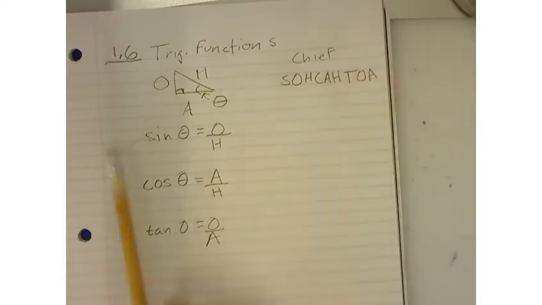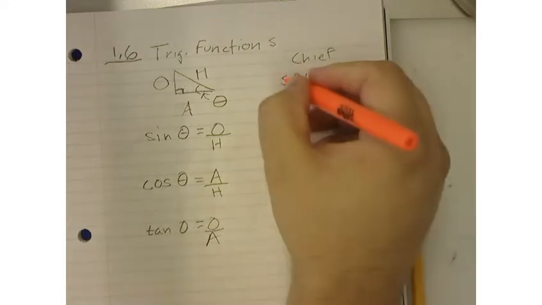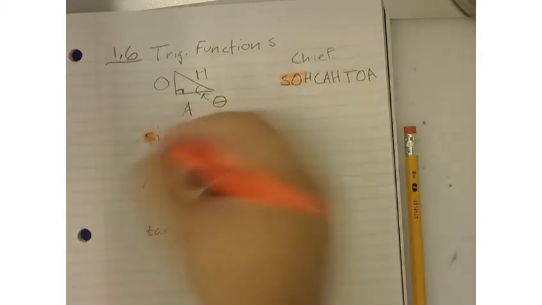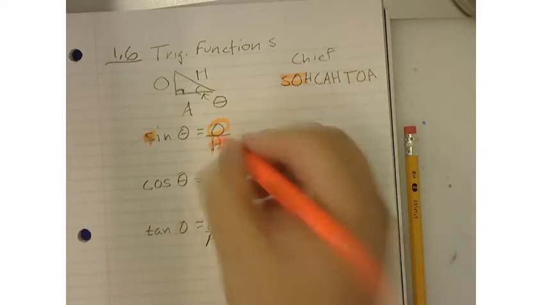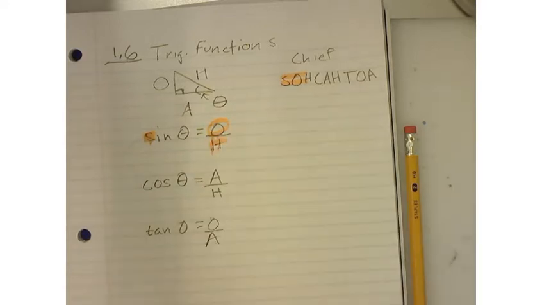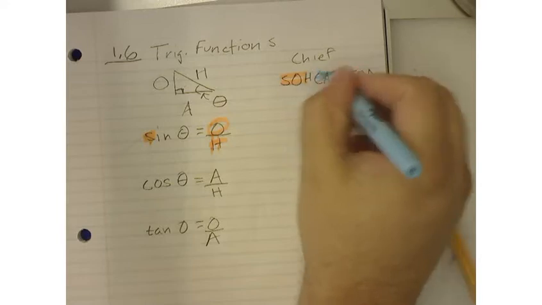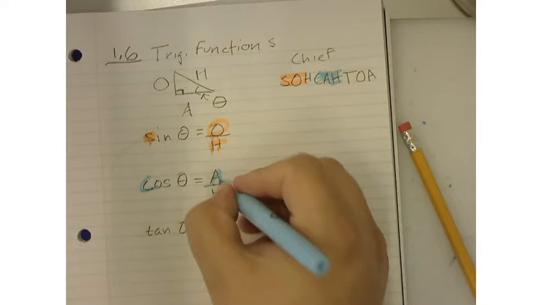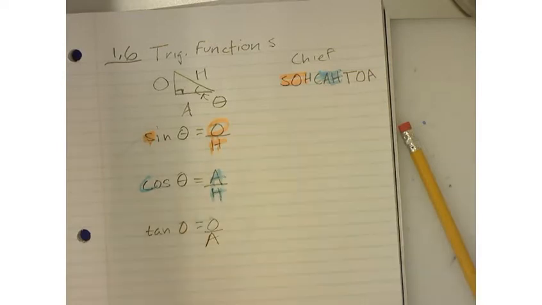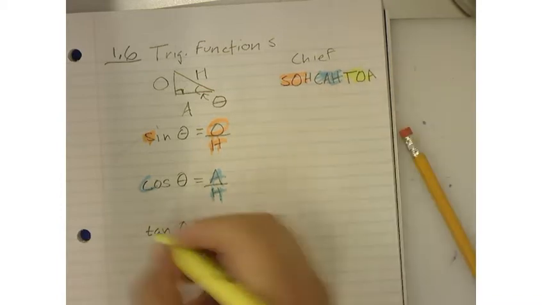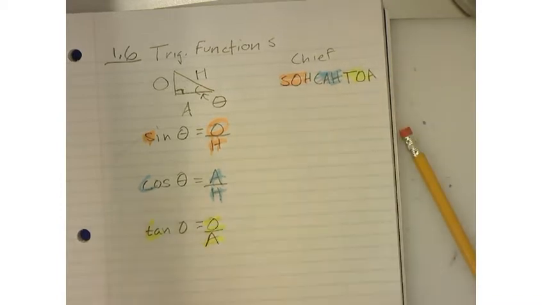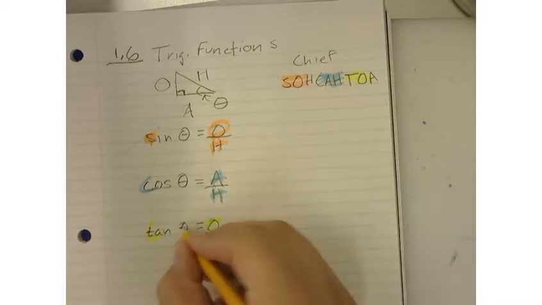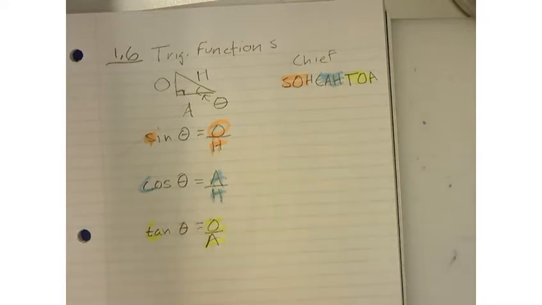If you look at this carefully, the SOH portion means that sine is the opposite over the hypotenuse. CAH means that cosine is the adjacent over the hypotenuse. And then lastly, TOA just means that tangent of theta is the opposite over the adjacent. And then we have the reciprocals of those functions.